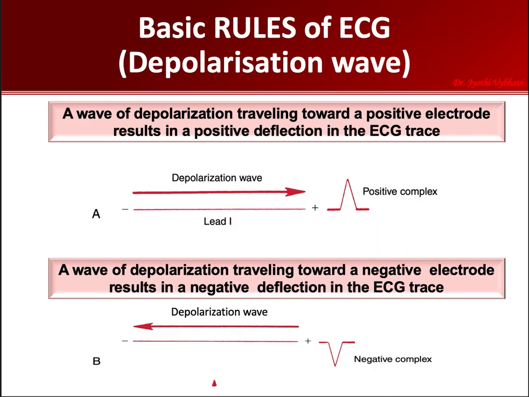But meanwhile, when the heart is undergoing depolarization, for example the atria, the depolarization is sweeping from the SA node towards the entire atria, and there is a direction for this depolarization wave. If this depolarization wave is traveling towards a positive electrode, we get a positive complex or a positive deflection. If it travels to a negative electrode, we get a negative complex or a negative deflection on the galvanometer.